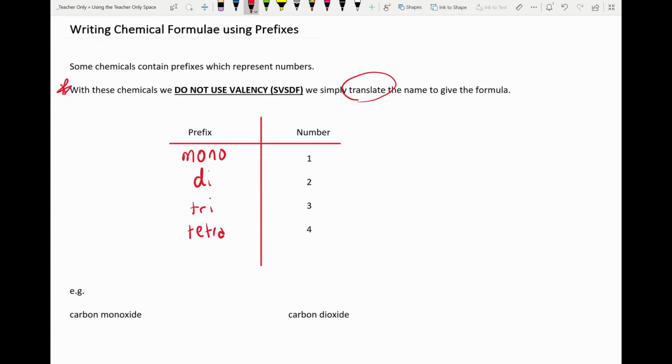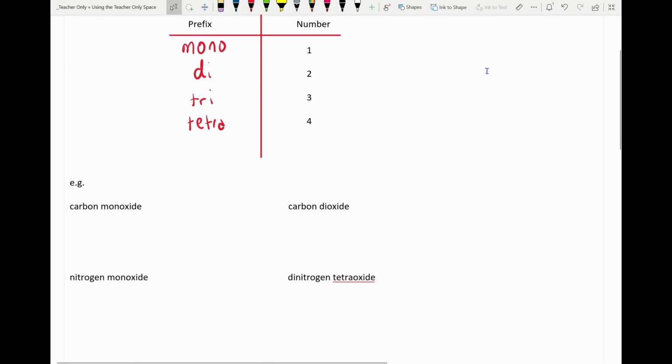What we're going to do is jump straight into some examples to show you exactly how this works, because there's very little for you to actually do. All you need to do is know the symbols for the elements in question, using your periodic table if you're not sure what they are, and translating the prefixes to tell you how many there are. Now if there's no prefix at all, then there's one of them. There's only going to be a prefix if there's more than one of them.